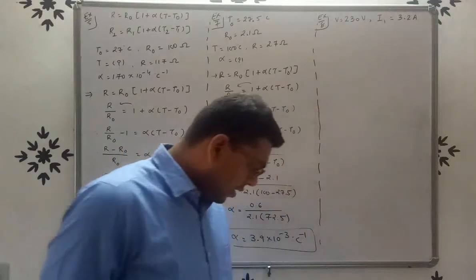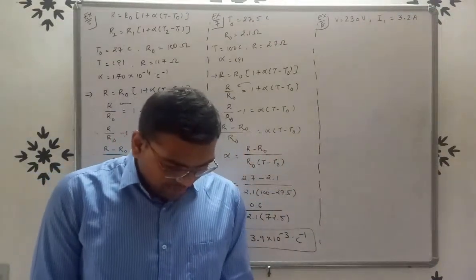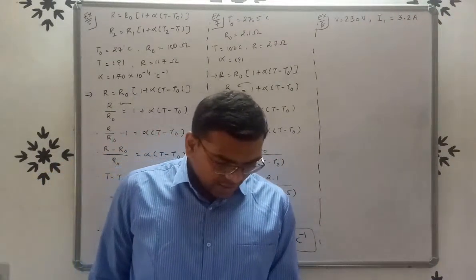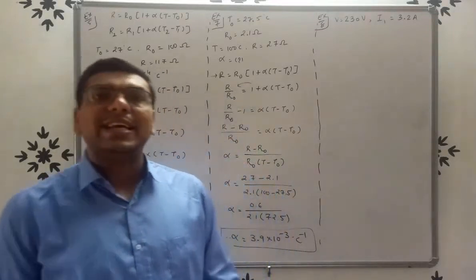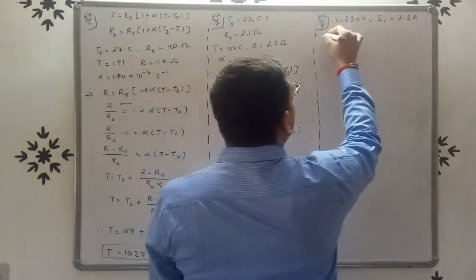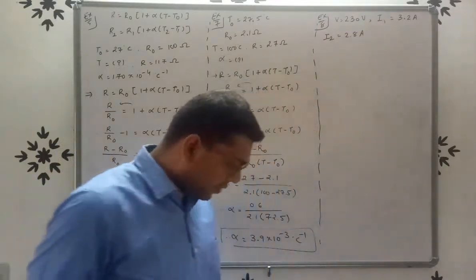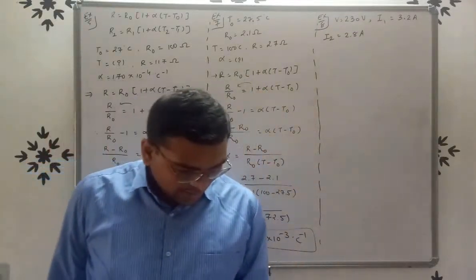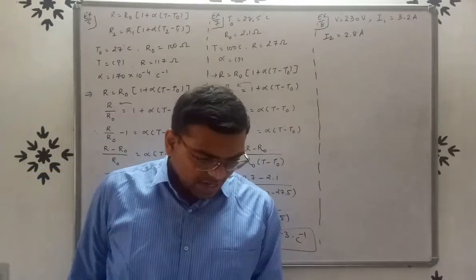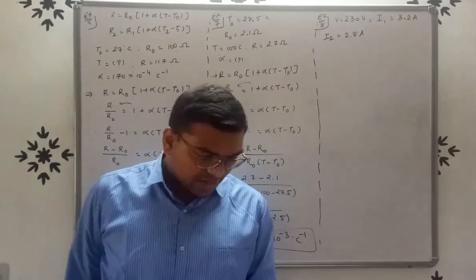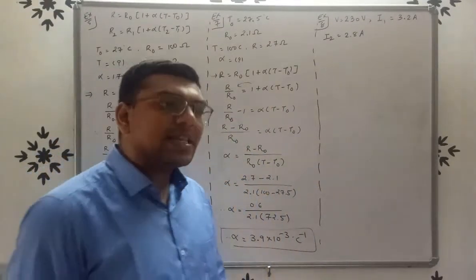Right. Now, which settles after a few seconds to a steady value of 2.8 ampere. So second current I2 is 2.8 ampere. Right. What is the steady temperature of the heating element if the room temperature is 27 degrees Celsius?